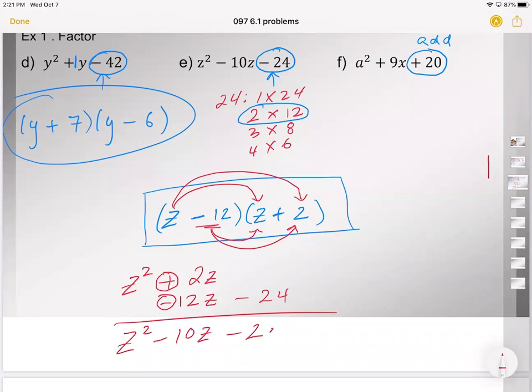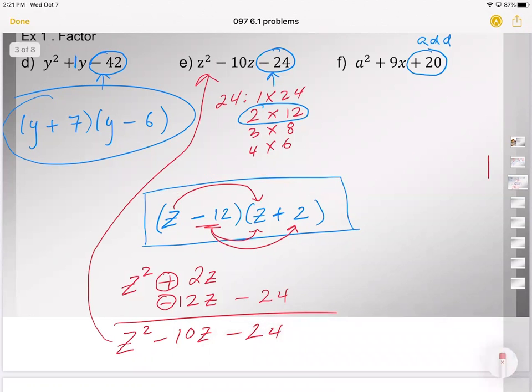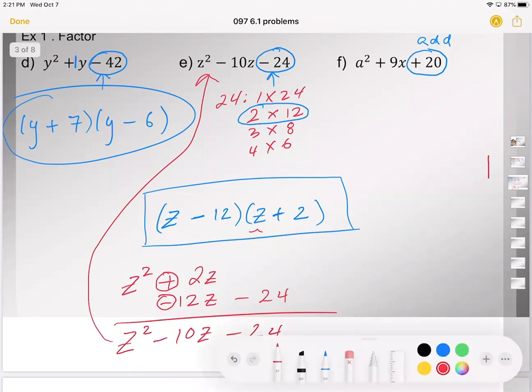And again, I bring down my -24. As you can see, this is my question when you distribute them back. And that is what my answer will look like. My answer is z minus 12 times z plus 2.